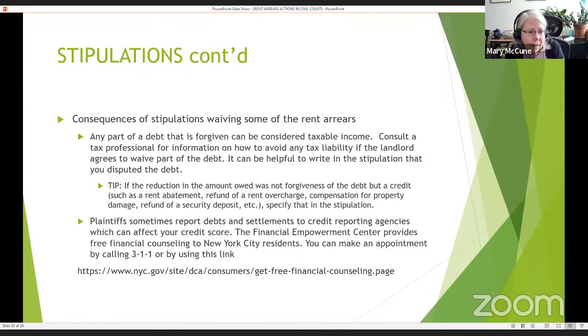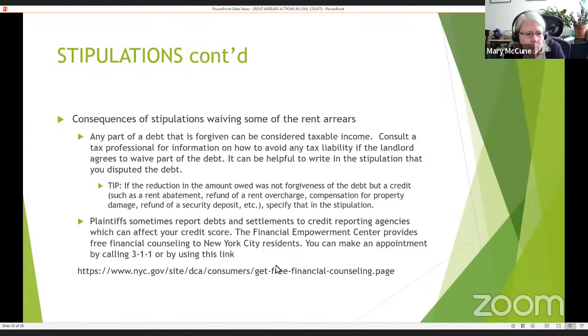So if you need an adjournment, if you're worried about tax consequences and want to talk to somebody before you sign something, not necessarily a bad idea. If you don't have any money and you don't pay taxes and you don't anticipate getting a lot of money in the future, there's a lot less risk of this impacting your life. But it can only help if you write that if they gave up some of the money and it was because you disputed owing it, or if it was a credit for a rent abatement or a rent overcharge or property damage or something, just write that in the stipulation, because then that shows that it wasn't income.